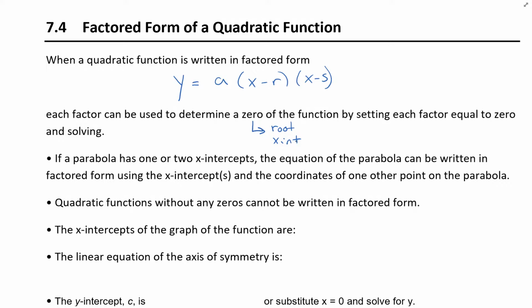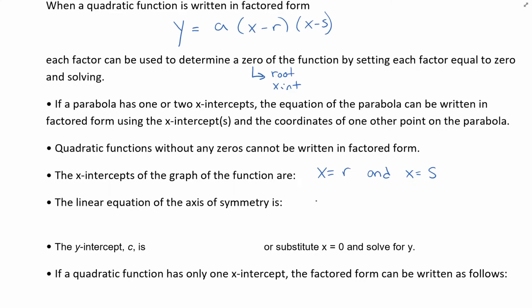The x-intercepts of the graph of the function are r and s. So that's one, and that's the other one. The formula for the axis of symmetry we can figure out by taking r plus s and dividing that by 2. It is finding the midpoint between them. That's exactly what we're doing.